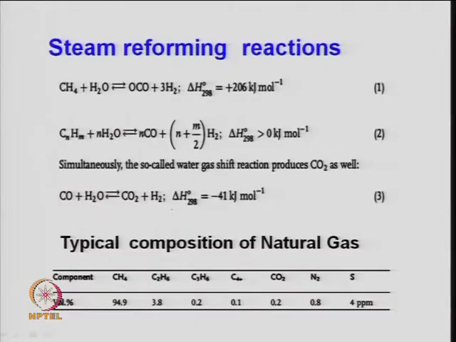So, this is one steam reforming process. All of you know that steam reforming, generally naphtha reforming, naphtha type reformers are used for hydrogen production. And nowadays natural gas is available in plenty.